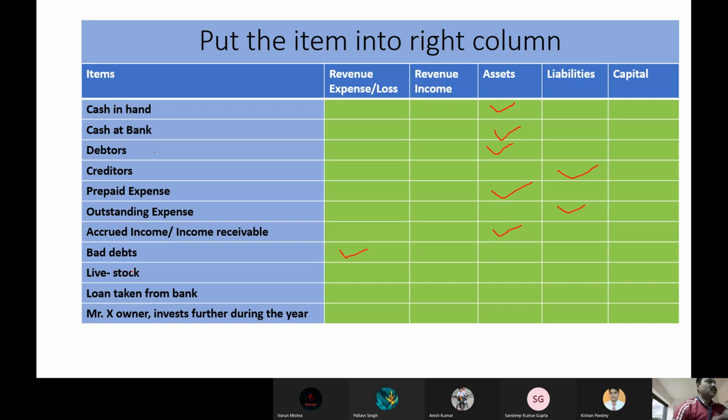Now livestock. You know livestock is the pet domestic animals which we use in the business, like horse, ox. So this is livestock and livestock is a part of assets because we purchase it in place of a delivery van. Loan taken from bank. Whatever amount you have borrowed from the bank will be considered as a loan. Considered as a liability because the loan is given. So this is borrowed fund. The amount due to others is called liability.